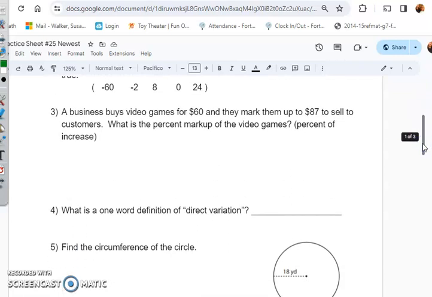You will see this one. I'm going to tell you. So right now, if you have not been paying attention to this, let's make sure we get this correct. A business buys video games for $60, and they mark them up. Why do they mark them up? To make a profit. So they want to mark them up to $87 to sell to customers. What is the percent markup? That means the percent of increase.